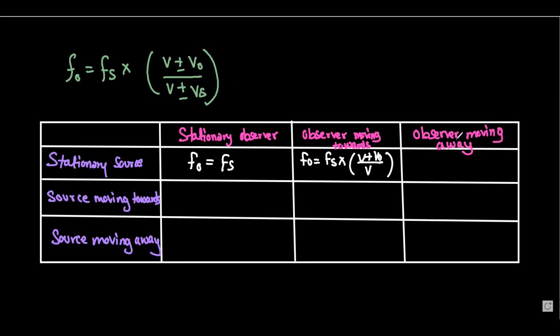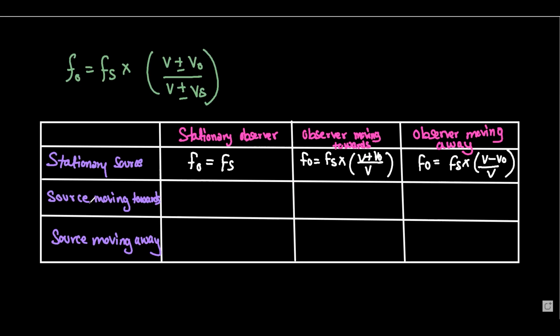Now, what would happen if an observer tries to walk away from a stationary source that's emitting sound? If the observer tries to walk away, it's going to hear a much lower frequency sound. So in this case, if you want the frequency to be lower, the numerator has to decrease as well. So therefore, F naught will be equal to Fs into V minus V naught over V.